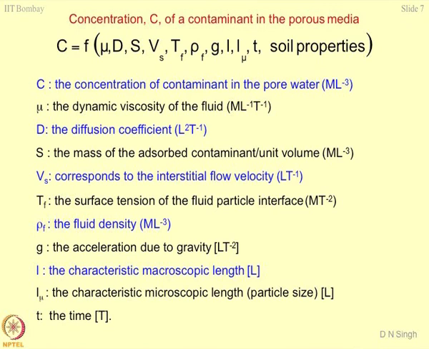So, concentration of contaminant in the pore solution or the pore water is defined by these parameters, where mu is the dynamic viscosity of the fluid, D is the diffusion coefficient, S is the mass adsorbed of the contaminant per unit volume, Vs corresponds to the interstitial flow velocity, which is nothing but seepage velocity, Tf is the surface tension of the fluid particle interface, rho f is the density of the fluid, g is the acceleration due to gravity, L is the characteristic macroscopic length. What is macroscopic length?